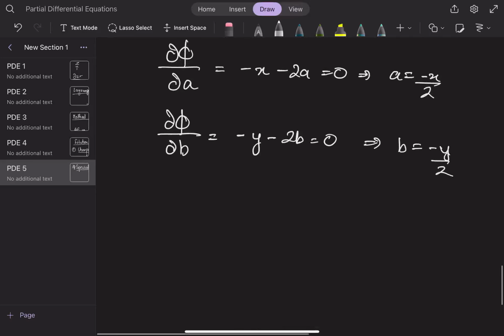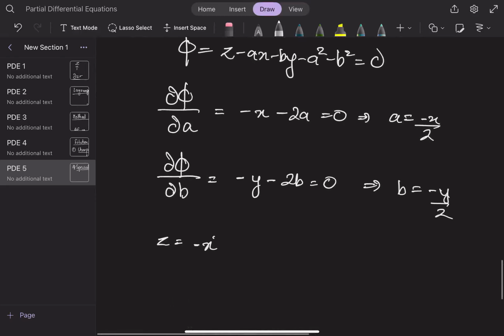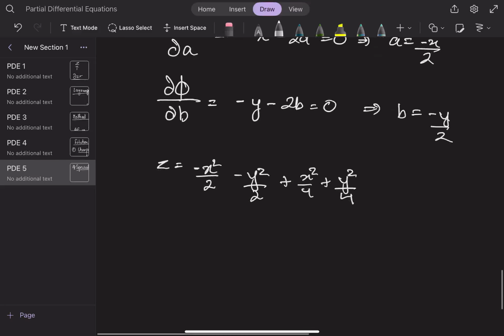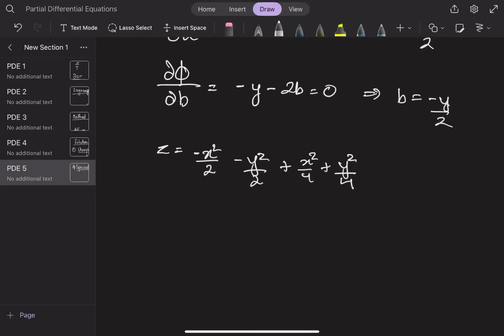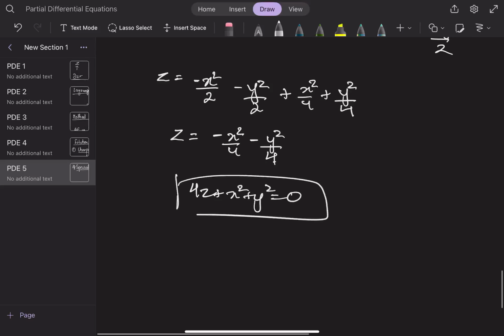So your final answer becomes z is equal to minus x square by 2 minus y square by 2 plus x square by 4 plus y square by 4. So let's simplify this. You'll get z is equal to minus x square by 4 minus y square by 4. Or you can write this as 4z plus x square plus y square is equal to 0. This is the final answer.